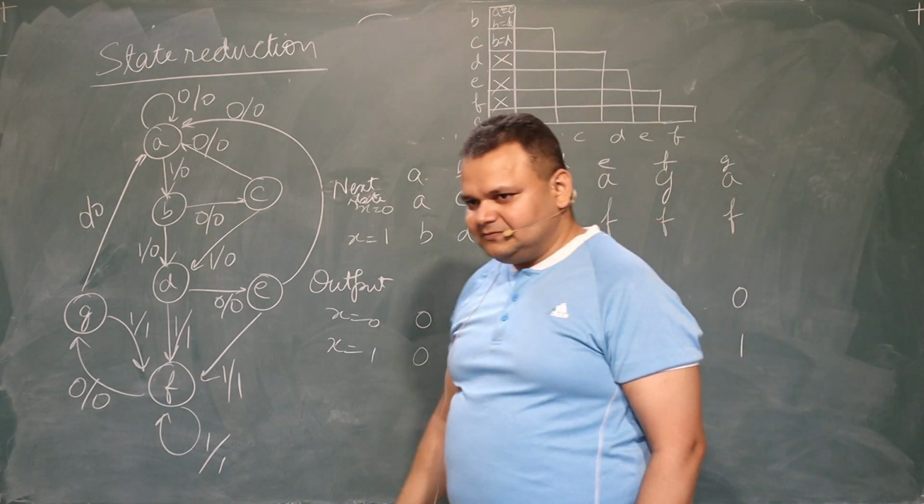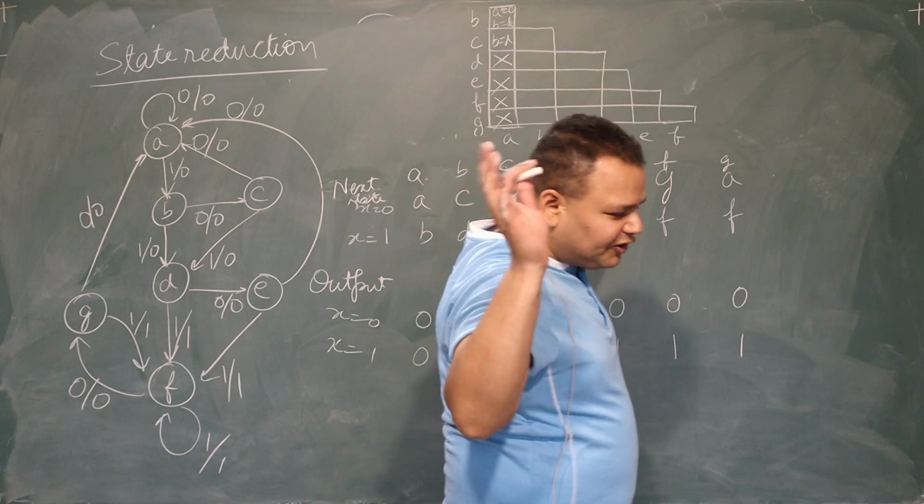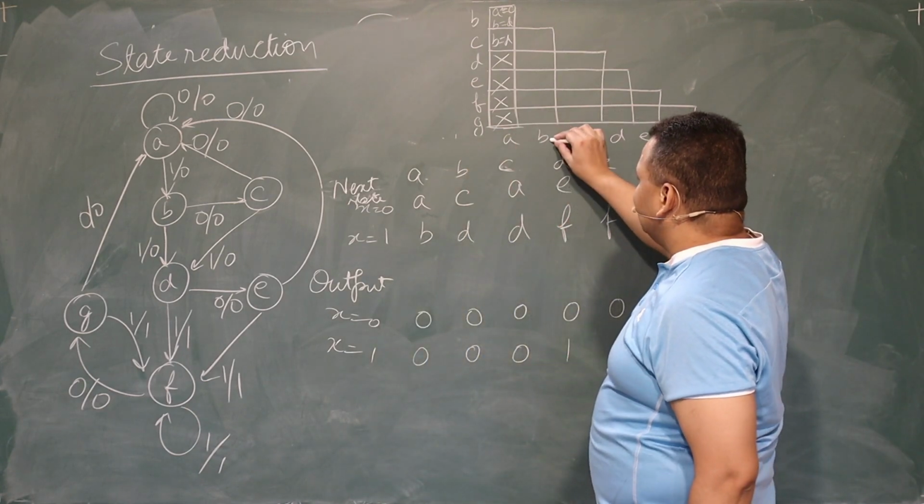Okay, they are 0, 1. So in that case, these cannot be equivalent to each other. We already know that. Now let us look at the same thing for B.